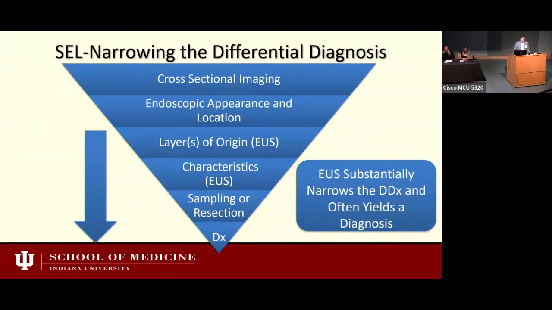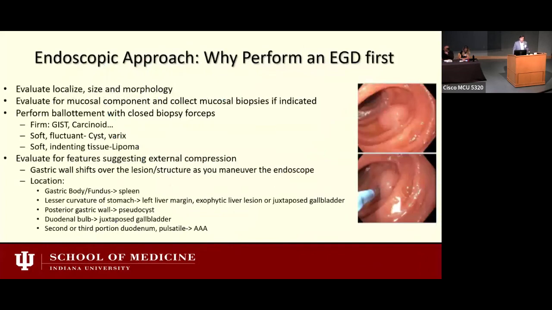Based on the layer of origin at EUS, its characteristics, and ultimately sampling, which with modern biopsy needles has a very high level of accuracy, you'll be able to narrow the differential diagnosis down and verify that diagnosis. So in all these patients, I perform my own endoscopy up front, and I think there's a lot of value to doing that. You may not have the best description or descriptors of the lesion based on the referral endoscopy. It'll help you localize it for whenever you perform the EUS.